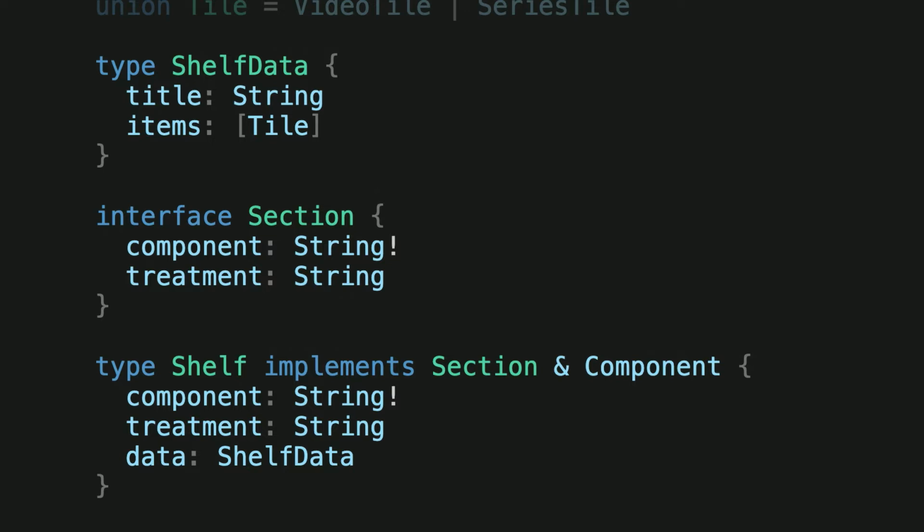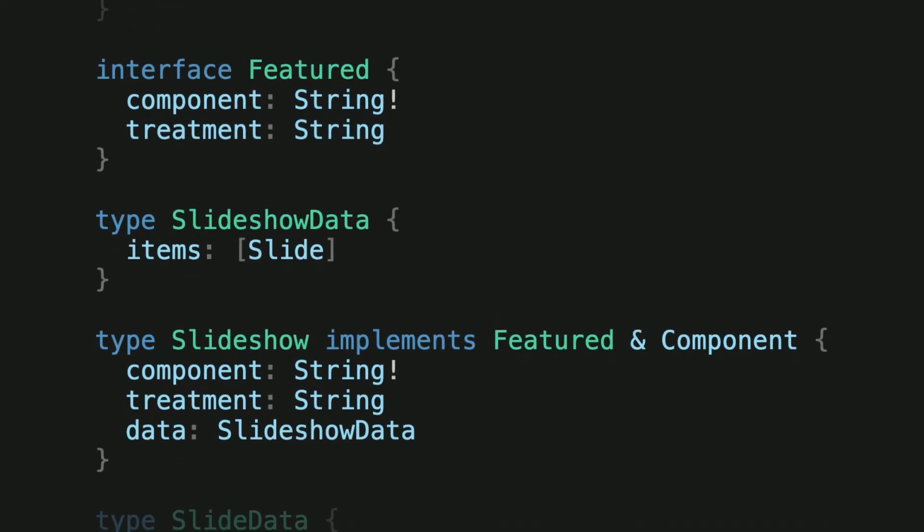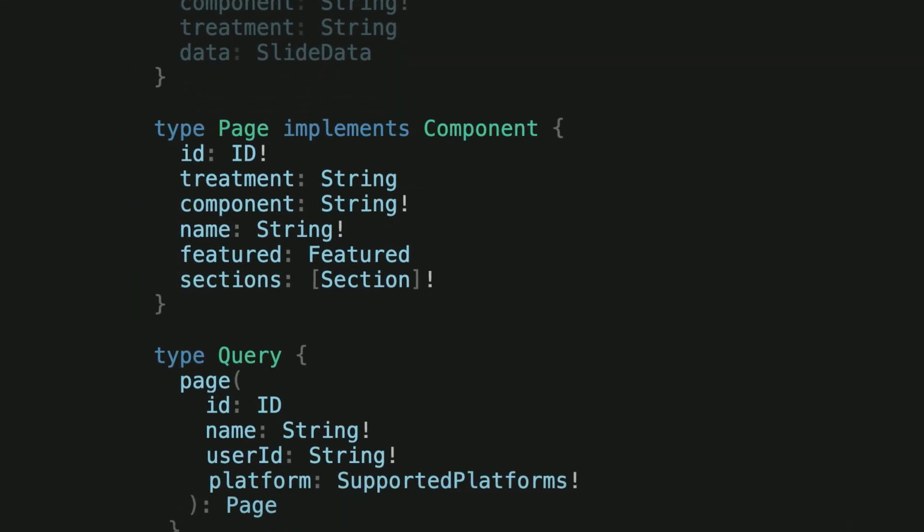Here's a shelf. It implements a section, which has a typo in it. A section has no component field, but it can have a treatment field. And it also implements component. And it has shelf data like we described above. But then there's also the featured interface, right? And so the slideshow is kind of up at the top, right? So it's kind of featured. We're going to create this field that is featured. So the slideshow implements featured, and its slideshow data has a bunch of slides, right? So you get the picture here.